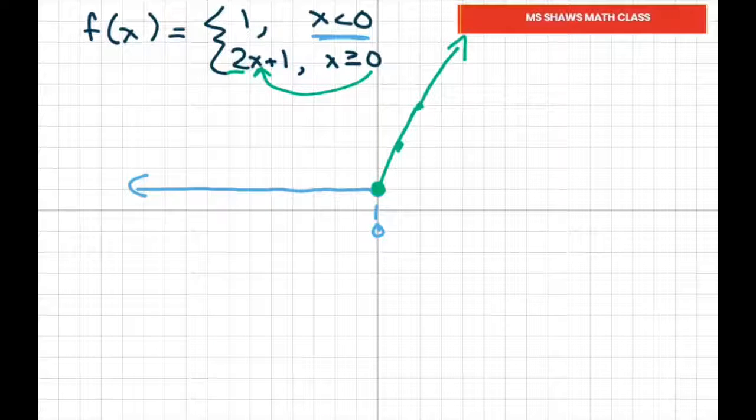So again, this graph is continuous because you can draw the graph without lifting your pen up. There's no jumps or point discontinuities.